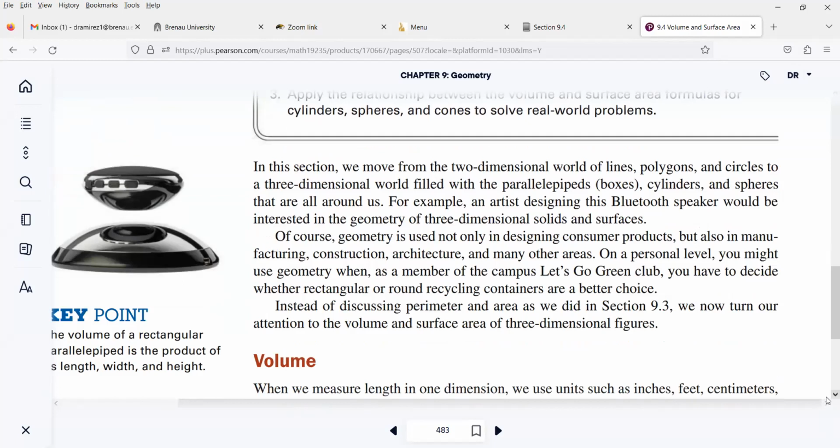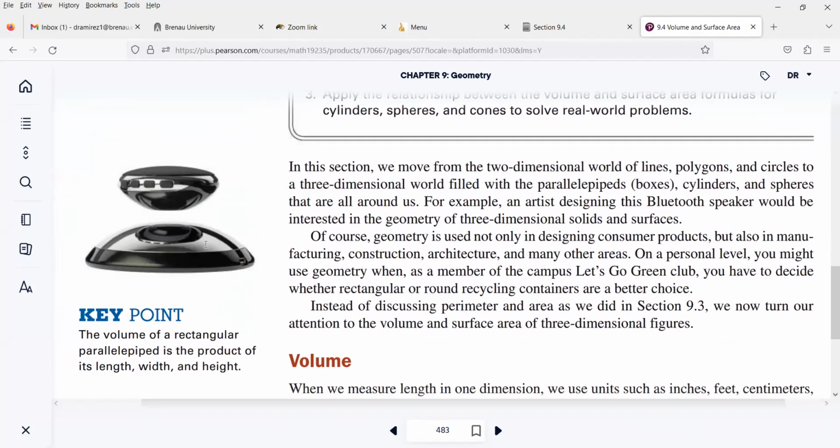For example, an artist designing this Bluetooth speaker, the one you see on the left, would be interested in the geometry of three-dimensional solids and surfaces.